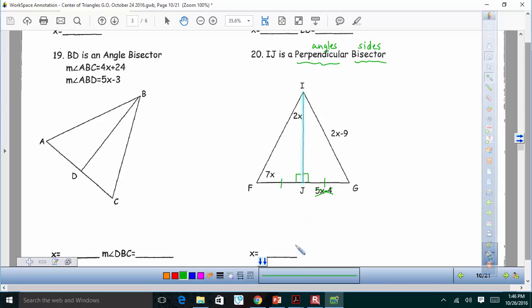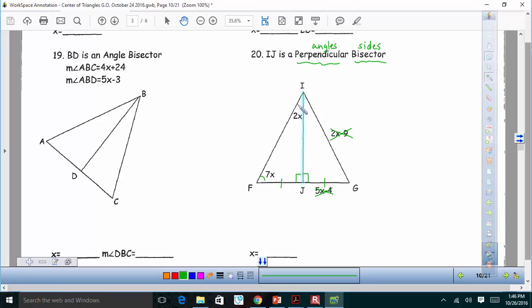This is a distractor. Does perpendicular bisector tell me anything about the length of IG? No. So that is also a distractor. It doesn't tell me anything. So that means we're going to have to stick with the angles. So which one of these triangles do I have all the angles for? IFJ. Okay, we have that F is 7x.